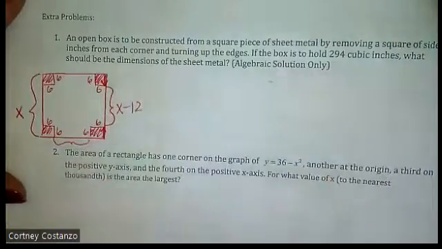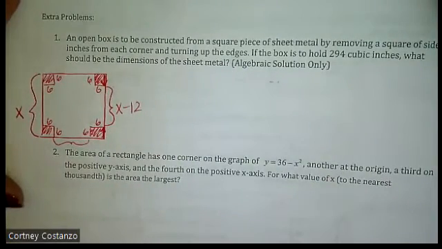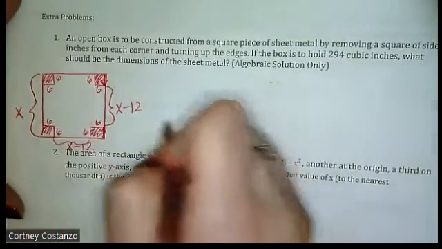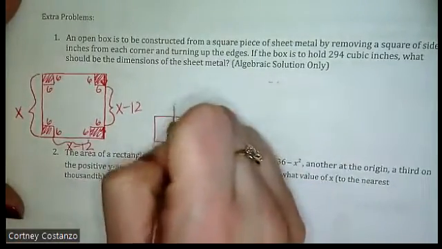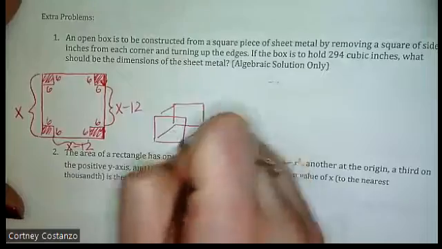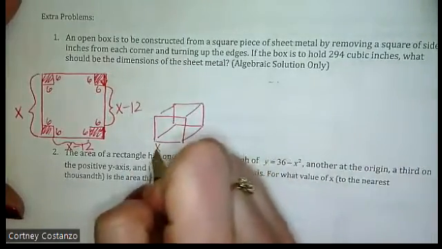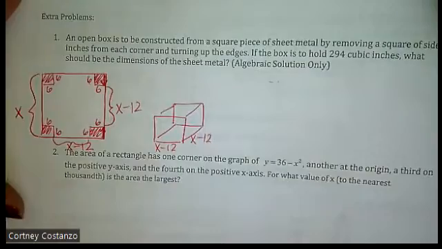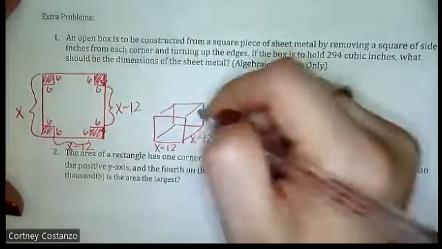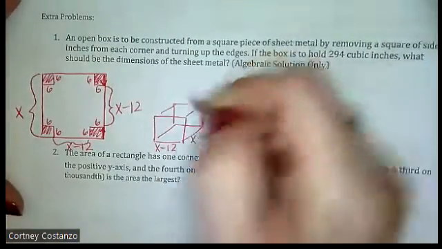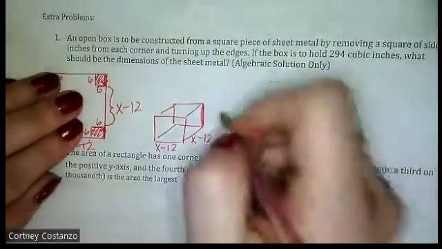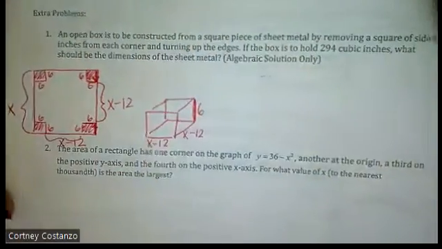So that's X minus 12. And since the original piece of sheet metal was a square, then this is also X minus 12. So I'm creating this box that has a width of X minus 12 and a length of X minus 12. I need to figure out how tall it is. If I took this flap and folded it up, it would have a height of 6. So now I have my 3 dimensions.